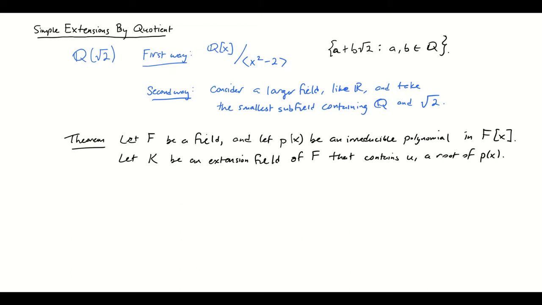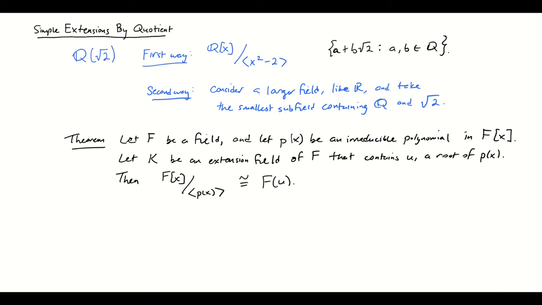So now the theorem is, then, this field, which I obtained by taking a quotient of F adjoin x with the irreducible polynomial P of x, that's isomorphic to F adjoin U. We're going to prove that those are isomorphic. And this is a wonderful theorem because this is an opportunity for us to pull out the first isomorphism theorem and actually use it as a tool to prove that a quotient ring is isomorphic to something.